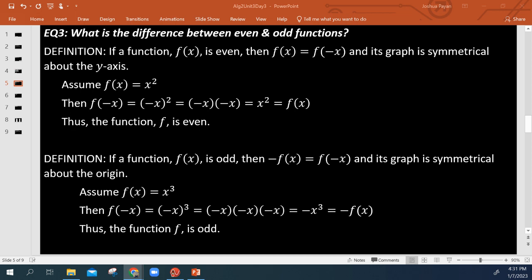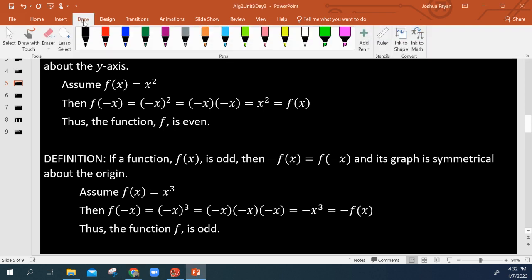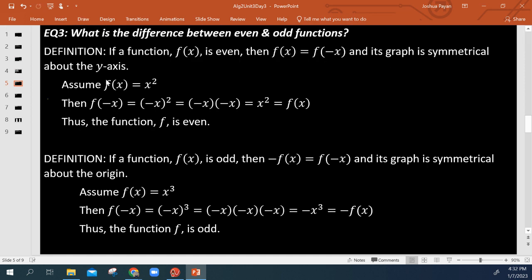All right, so this is going to be our third video for Unit 3, Day 3 in Algebra 2. In it, we're going to talk about even and odd functions. So let's jump right in. So what is the difference?